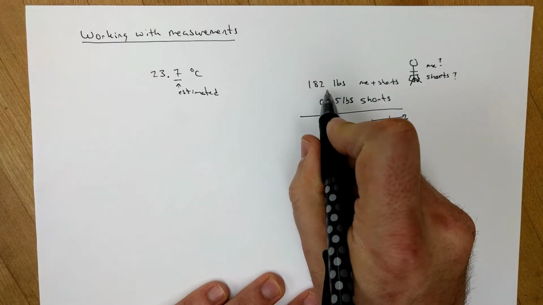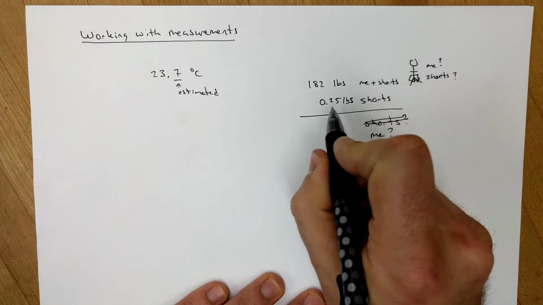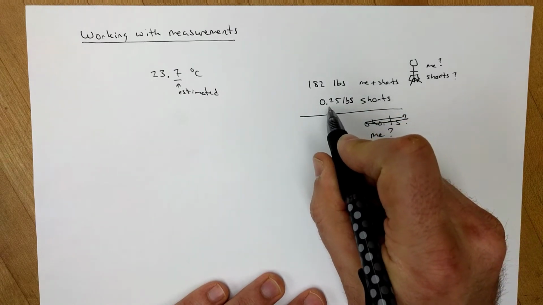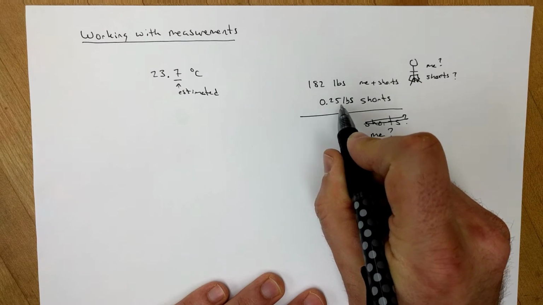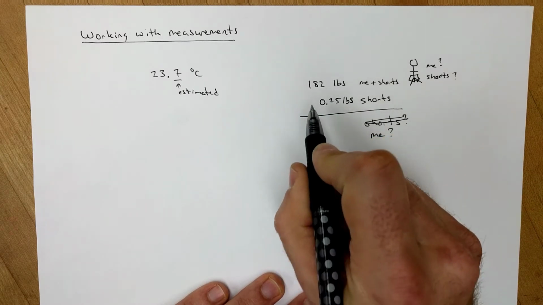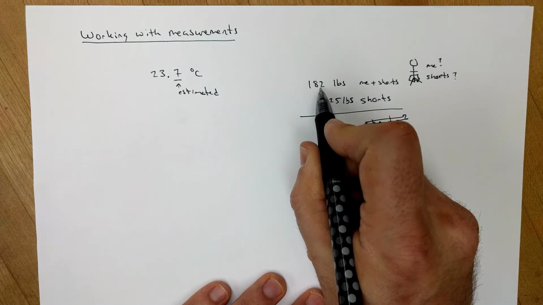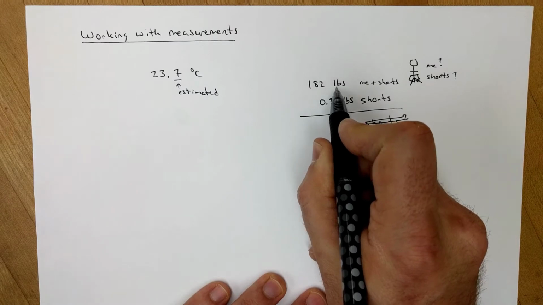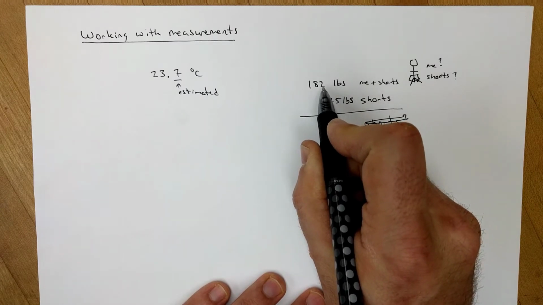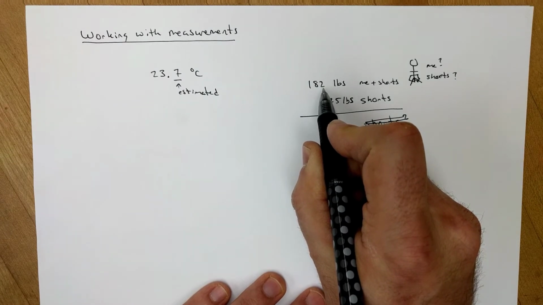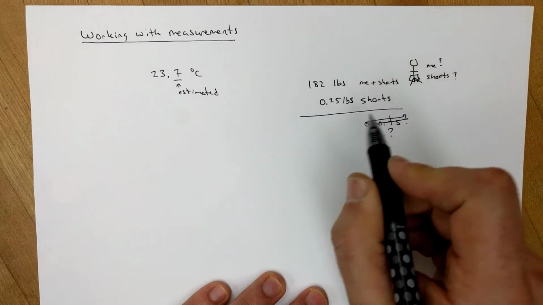So I weighed 182 pounds with my shorts on. Then I brought the shorts into the lab and weighed them on a more precise balance, and it told me that they weighed 0.25 pounds. Remember that my balance at home told me I weighed 182 pounds. This last digit here is the estimated digit, and we don't know anything else about the digits beyond that. So it might have been 182.4, might have been 182.1, it might have been 182.0. We just really don't know.